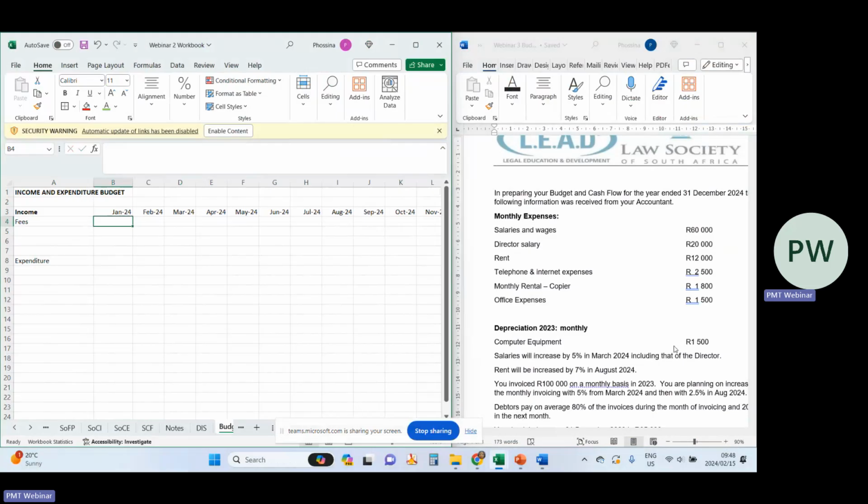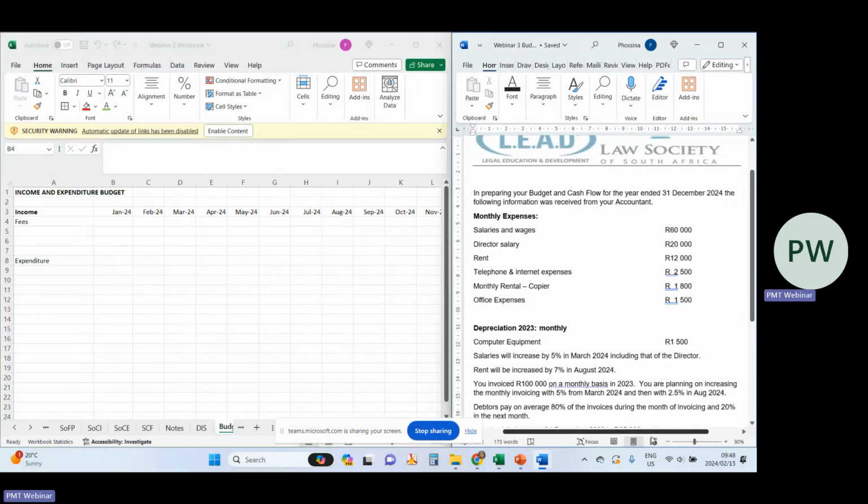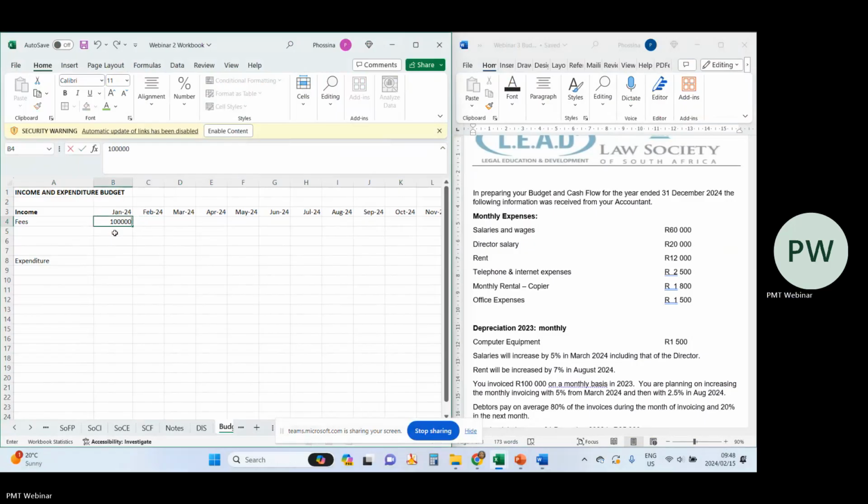Okay, so our income, our fee, we are told that you invoiced 100,000 on a monthly basis in 2023. You are planning on increasing the monthly invoicing with 5% in March, which means January we said we are going to remain with the same amount, 100,000. February, same amount. But in March, we are planning to increase by 5%. So it's going to be that one of February multiplied by 1.05, or plus 5%, which is 5,000, like that.